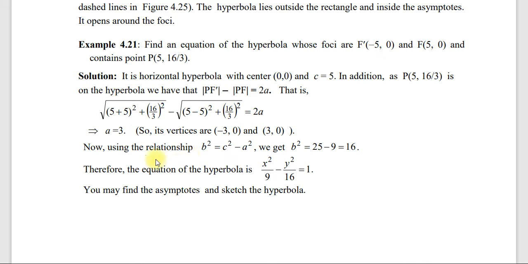Now using the relationship b square which is equal to c square minus a square we get b square which is equal to 25 minus 9 which is 16.